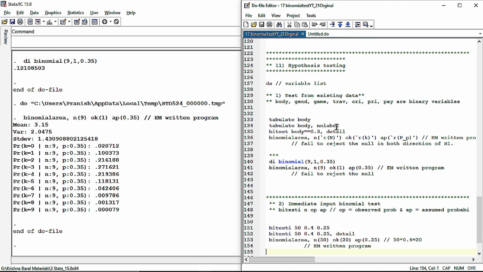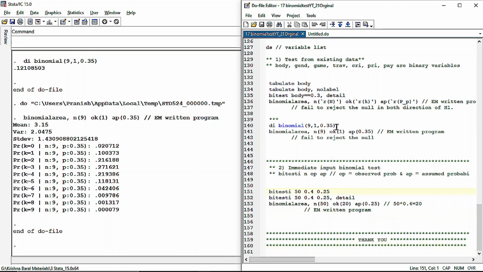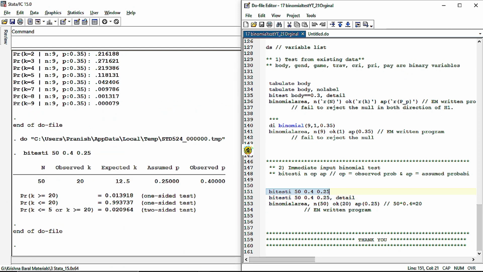And let us again use our immediate inputs. Let us say there are 50 trials, the actual probability of success is 40%, and can we claim that the probability of success is in fact 95%? And let us see what the result is like. So let us see these values. It's 1% and 99% for these figures.